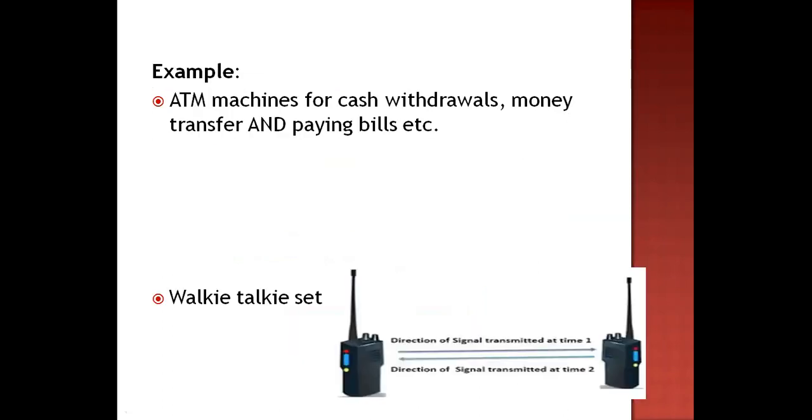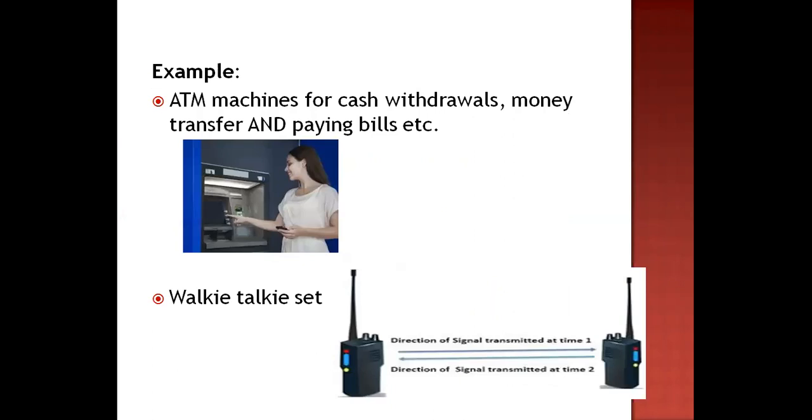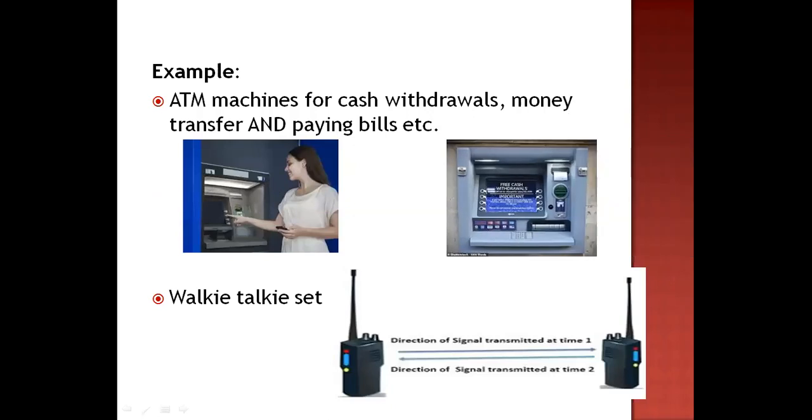An ATM machine for cash withdrawals, money transfer and paying bills is an example of half duplex transmission. When you are using the ATM machine, you make a request for cash withdrawal. At that time, you are the sender. After processing, the ATM machine gives you cash and a receipt. At that time, the ATM machine is the sender and you are the receiver.